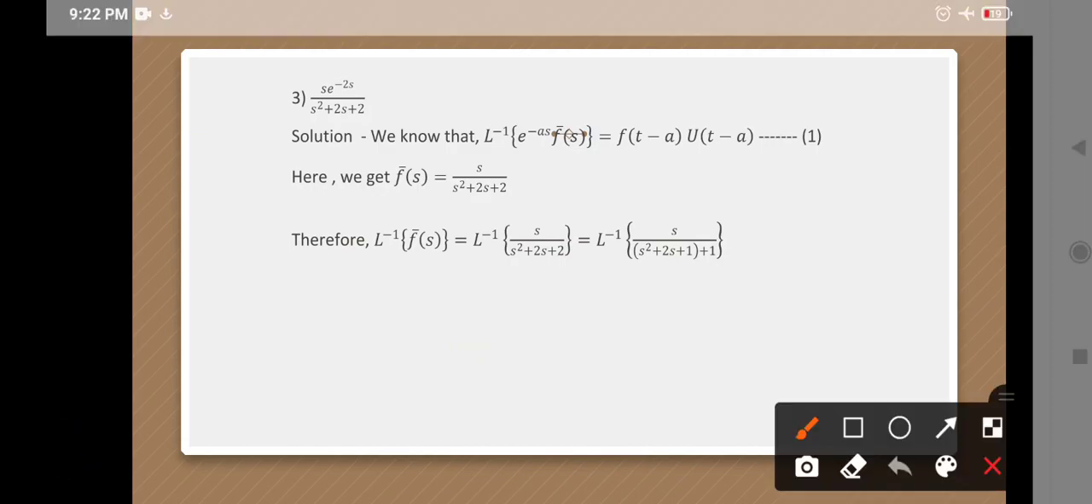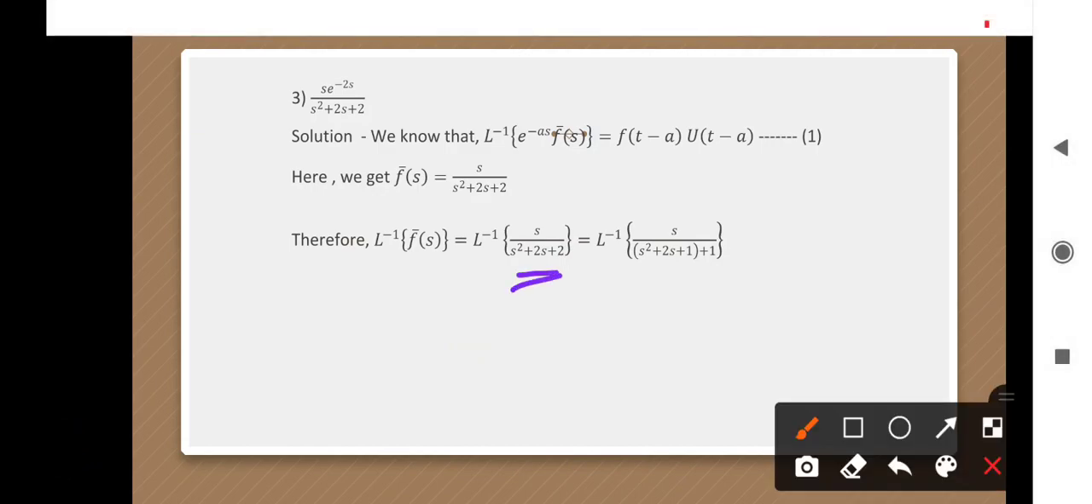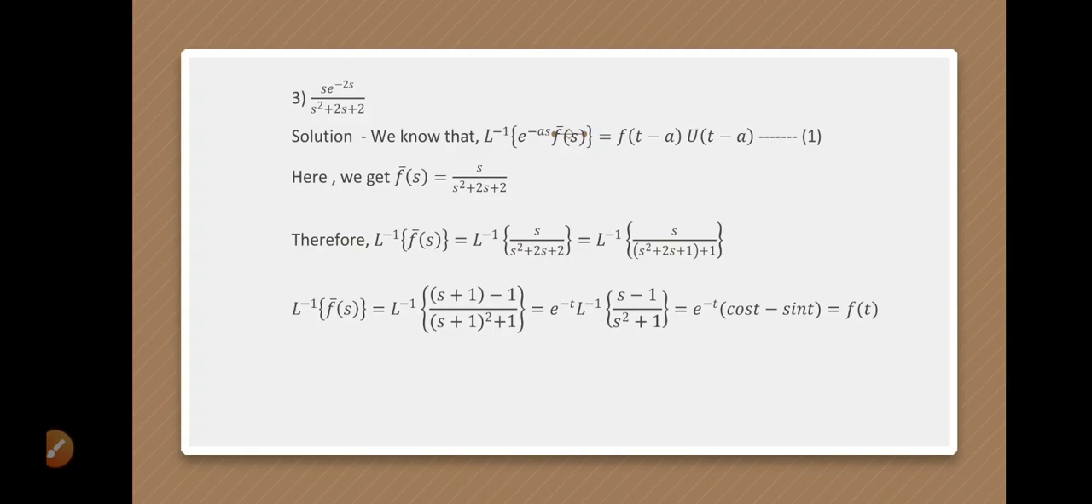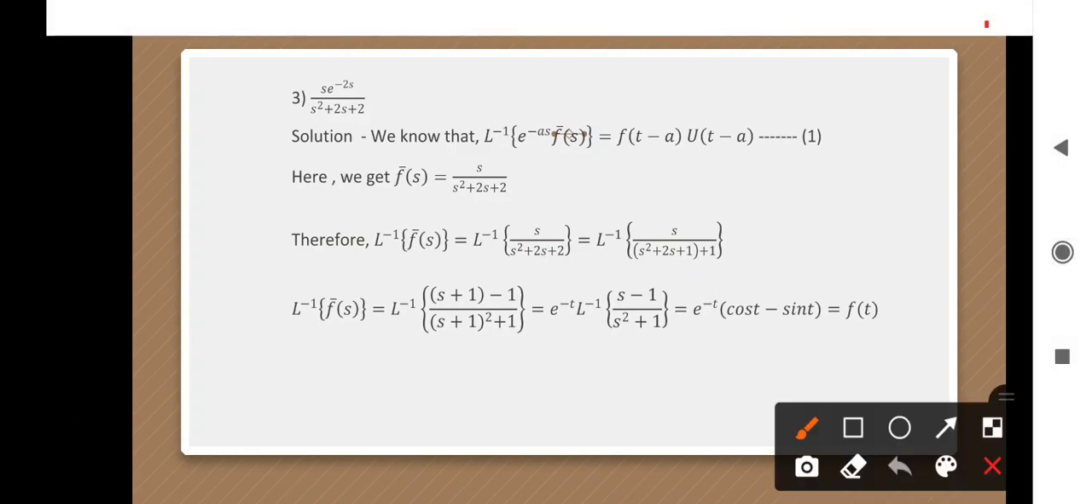Now write this s square plus 2s plus 2 as s square plus 2s plus 1 plus 1. Here you have just split 2 as 1 plus 1 because this round bracket term is nothing but the square expansion of s plus 1. So we can write this as L inverse of 1 upon denominator (s plus 1) square plus 1.